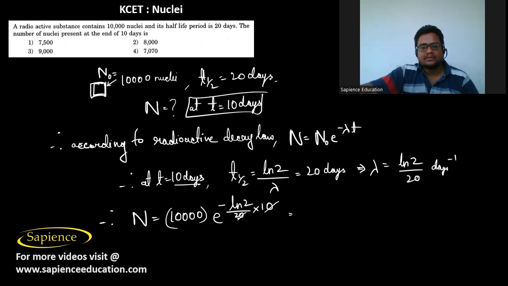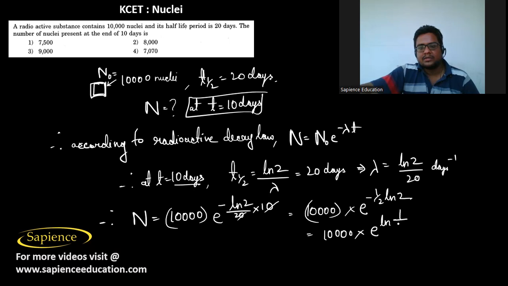So 10^2 will cancel, so it is 10,000 into e power minus half ln2, which is 2 power half. I can say this will be 10,000 into e power ln 1 by root 2. It's 2 power minus half, which means 1 by root 2. 1 by 2 power half means 1 by root 2.